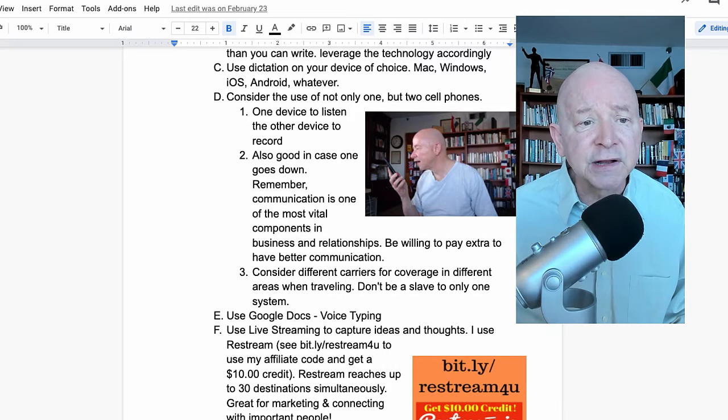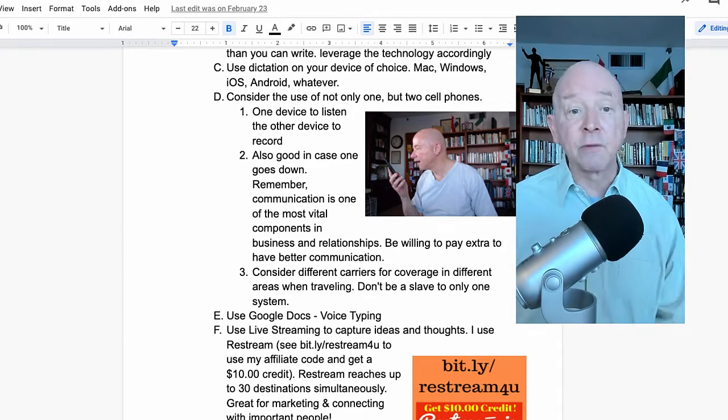And also I mentioned here that you should consider using not one but two cell phones. By using the two, you're going to be able to get a lot more that way as well.